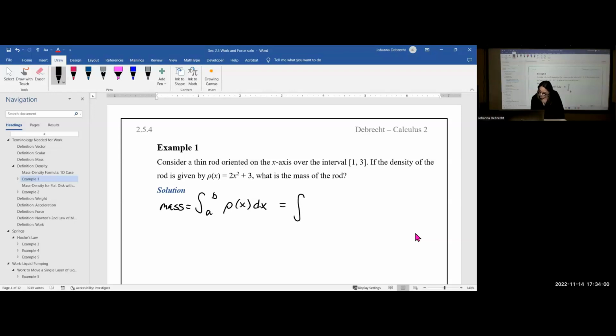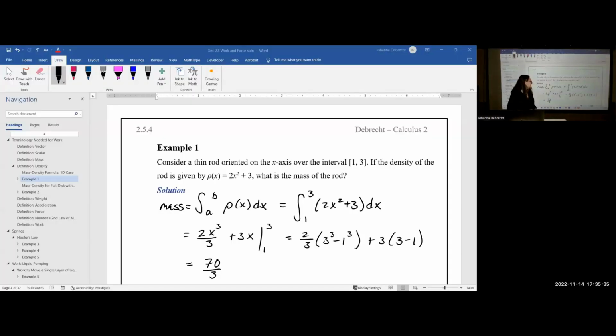So in our case, we want to integrate from 1 to 3 of rho of x, which is 2x squared plus 3, dx. Now go ahead and pause the video, compute the integral, and then turn the video back on and we'll compare our answers. Shouldn't take you more than 30 seconds. So hopefully that didn't take you too long. It's a pretty straightforward integral, and it gives us 70/3. So that must be a measure of the mass. It didn't say what it was, but we can assume maybe it's grams or kilograms, something like that.